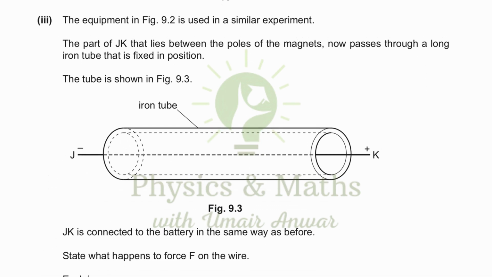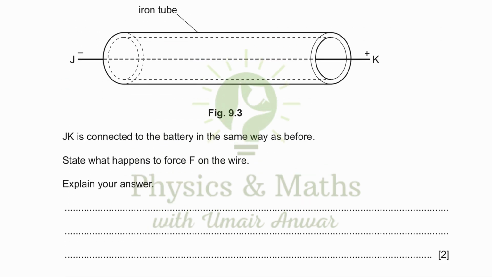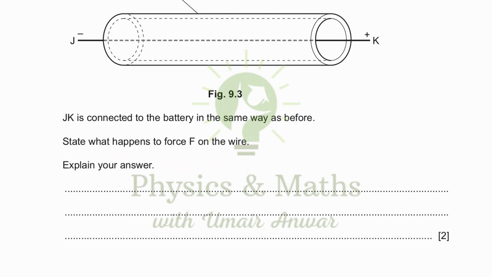Now, the next part says the equipment in figure 9.2 is used in a similar experiment. The part of JK that lies between the poles of the magnet now passes through a long iron tube. So a long iron tube is surrounding the wire that is fixed in position and cannot move. The tube is shown in figure 9.3. JK is connected to the battery in the same way as before. State what happens to the force F on the wire. Explain your answer.